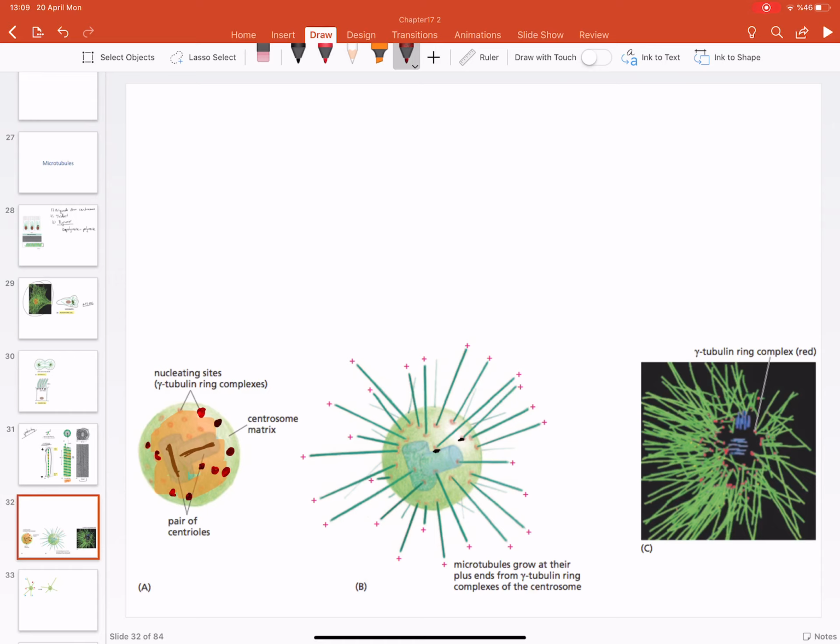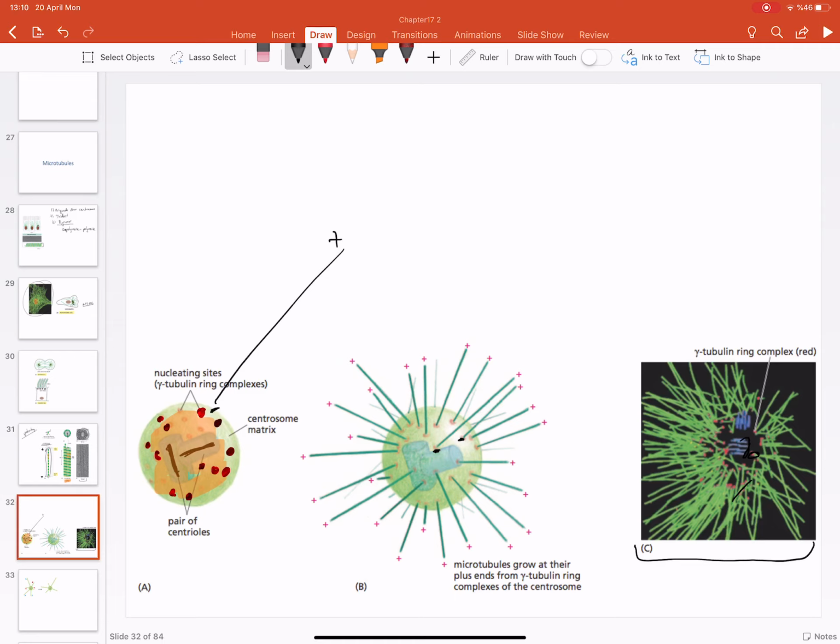So from each gamma tubulin ring complex, a microtubule is growing, the minus end is attached here, and the plus end is free to grow. So what happens if you remove the pair of centrioles? I don't know. But when the cell replicates, this pair of centrioles is also replicated, so it's a star-like shape. And if you check with a confocal microscope, it looks like this. These are the pair of centrioles, and these are the gamma tubulin complexes and the microtubules growing.